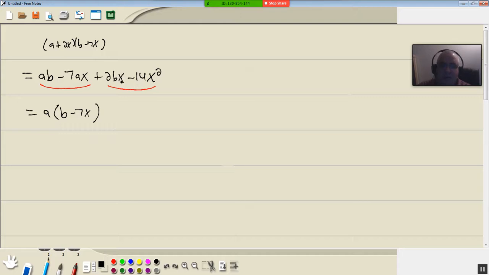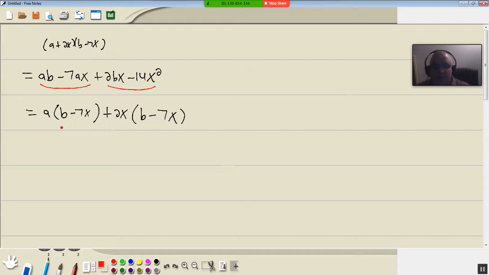Now our second group here, I look at it, and I notice they are both divisible by 2, and they both have an x. So I factor out a 2x. And the 2's gone, the x is gone, so that's b. Minus 14 divided by 2 is 7. I had 2 x's here, I took 1 away, so that leaves me a single x.